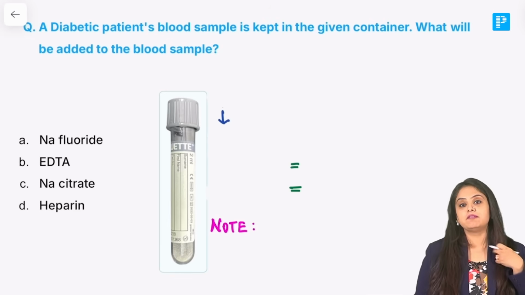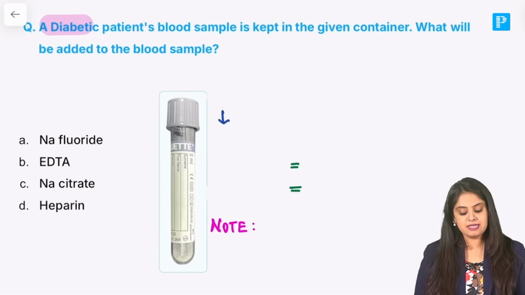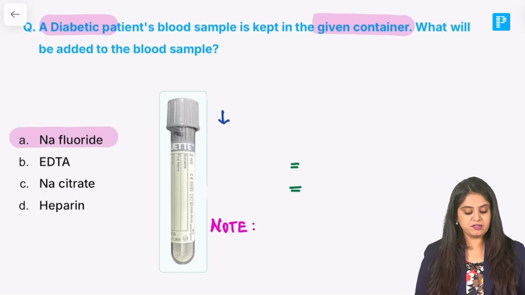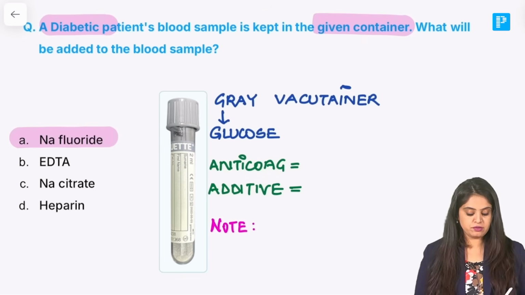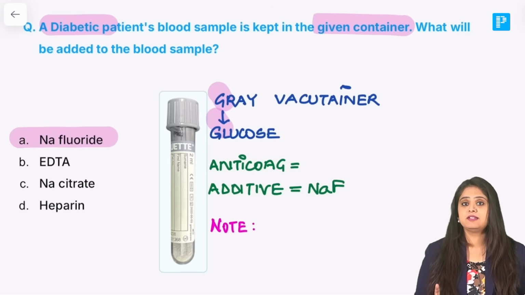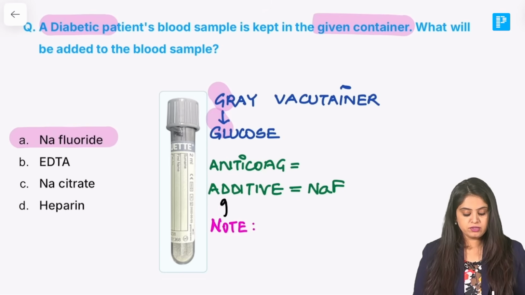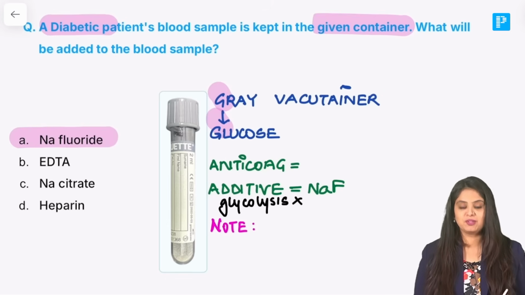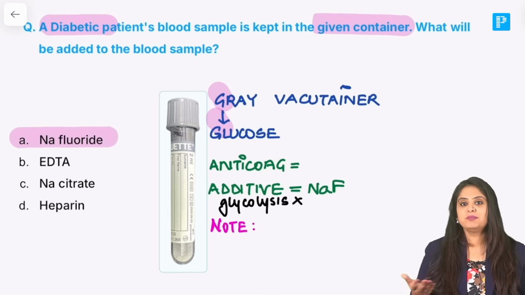Like always, one Vacutainer question has to come. Diabetic patient, there's a Vacutainer which you can see is a gray Vacutainer, and gray Vacutainer will always have sodium fluoride. Whenever they give me a gray Vacutainer, of course, they want to test for glucose. And sodium fluoride that you're talking about, that is an additive. Why are you adding an additive? So that you can inhibit glycolysis. You don't want all the sugar should be used. I mean, if all the sugar is used up, what will you measure? So you have to inhibit glycolysis by adding sodium fluoride.